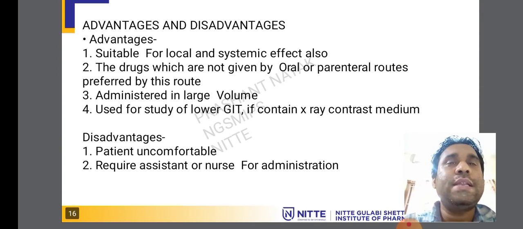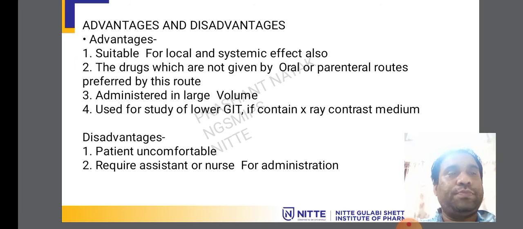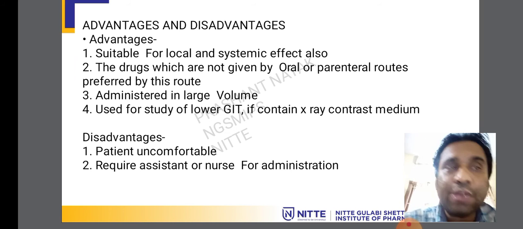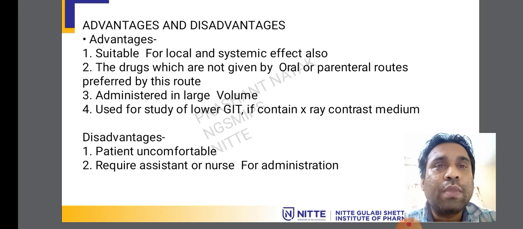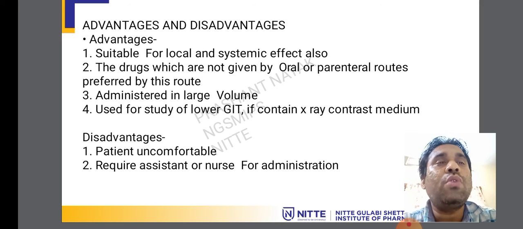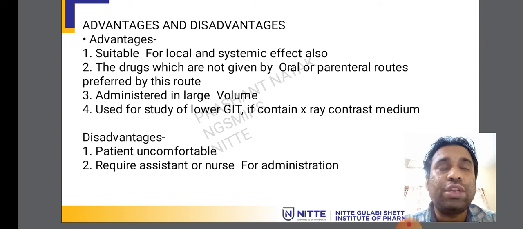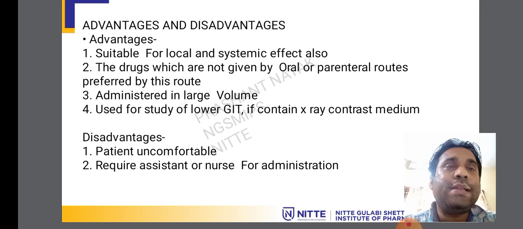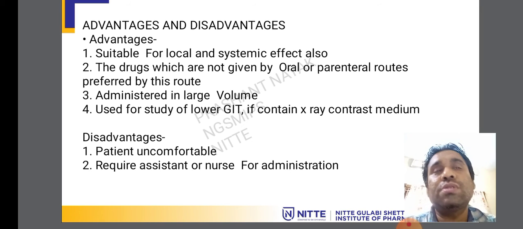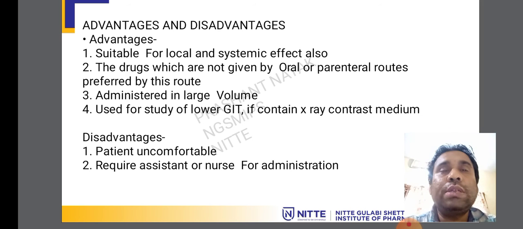What are the advantages and disadvantages of this preparation? The major advantage over here: it is suitable for local and systemic effects. Drugs which are not given by the oral and parenteral route are preferred by this route. Administration in large volume is possible. It is used for the study of the lower GIT. If it contains an X-ray contrast medium, it can also be used for the study. So these are all the advantages of enema.